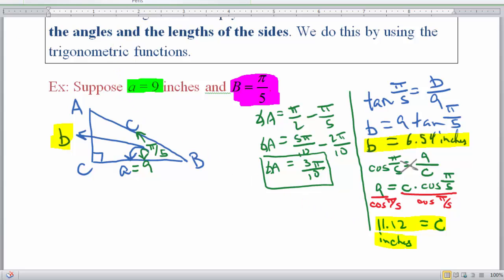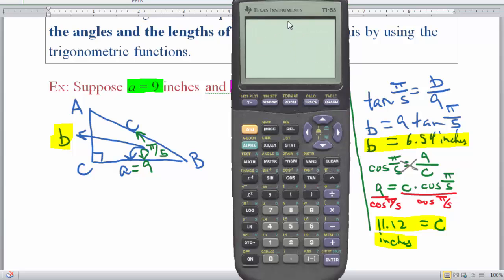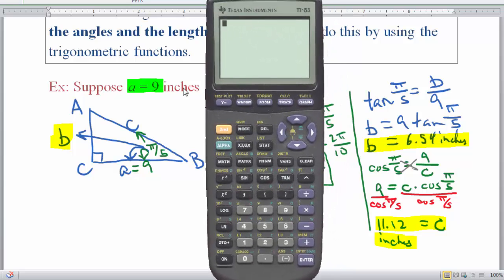See, and the nice thing about doing it this way is now I can actually do kind of like a check on the calculator. I can do a check using the Pythagorean theorem, right? I can kind of make sure that if I do a squared plus b squared, which is 9 squared plus 6.54 squared, that's 123.7716, I get the same thing as when I square c, right? A squared plus b squared equals c squared. So this should be equal to that.